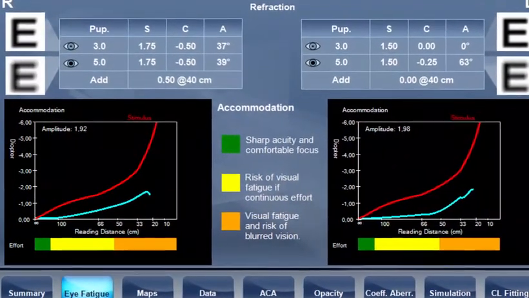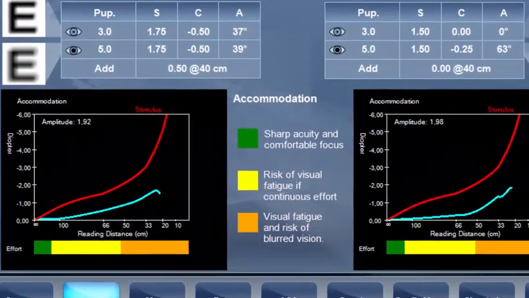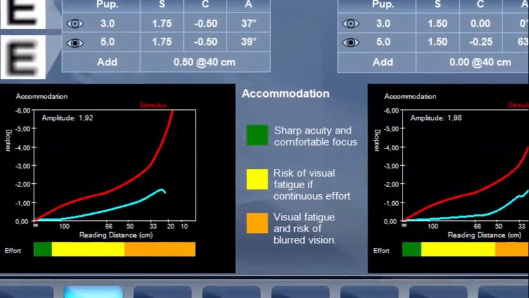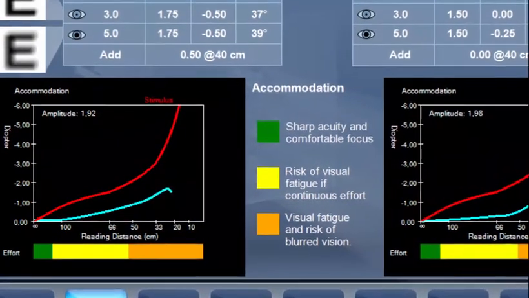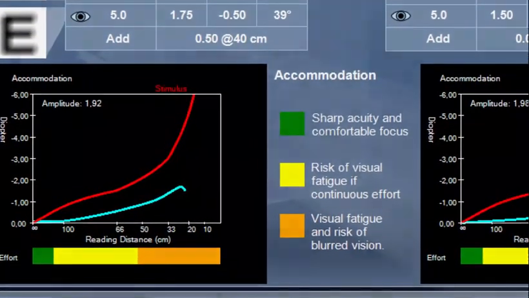This indicator of eye fatigue can help the eye care professional to start talking about the different types of lenses that would be the most appropriate. In any case, this first indication must be confirmed during the subjective refraction.